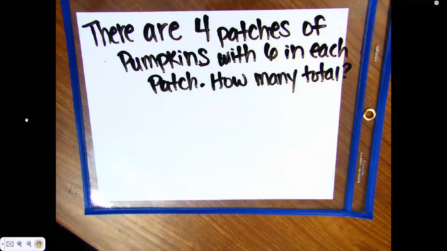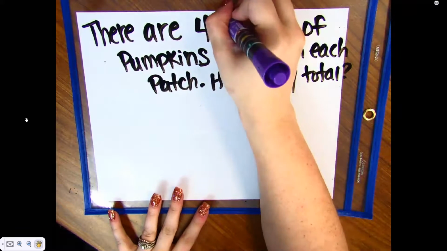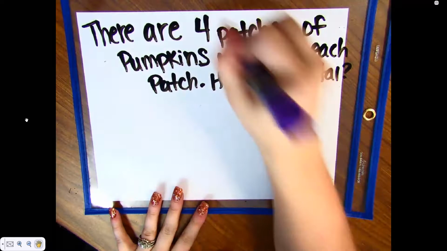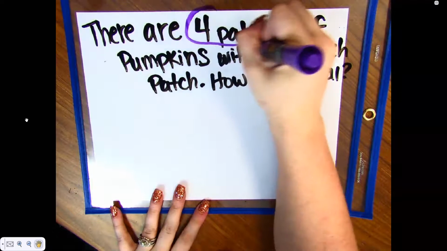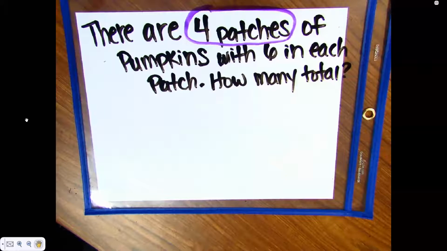All right, so what are my key numbers I'm looking at here? Camila, what's one of them? 4. And what do I have 4 of? 4 patches. I have 4 patches, right? So patches is like a piece of grass. And if you ask somebody what you're looking for, it's total. Okay. I have 4 patches.